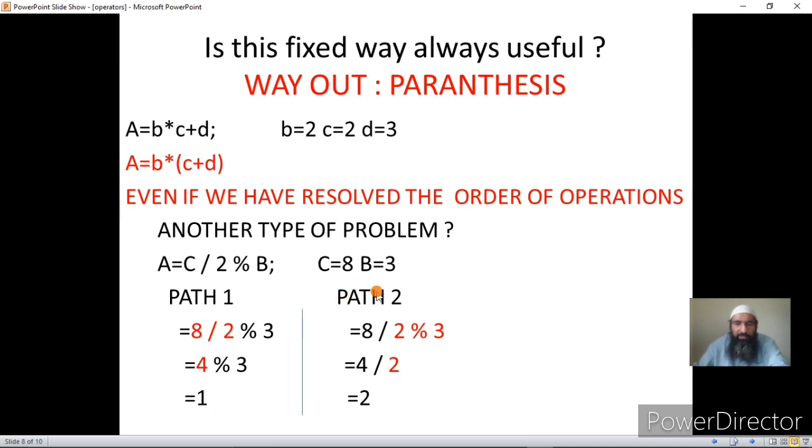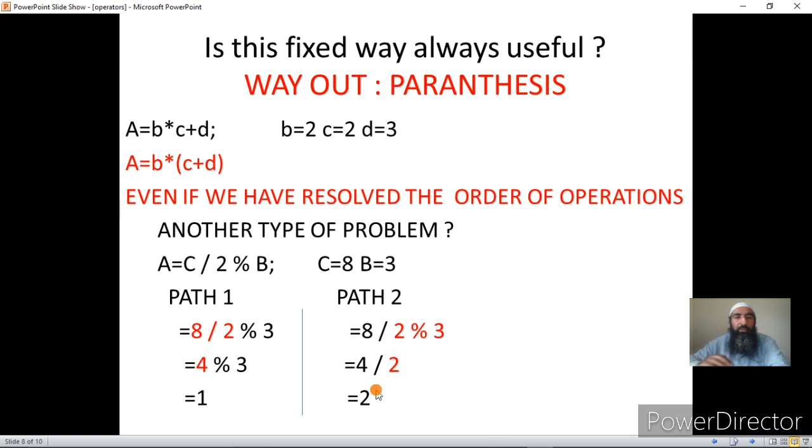And now, if you see the other way around, where we do the mod first, which is shown in red: 2 mod 3. What is the result? The result is the remainder. If we divide 2 by 3, the remainder will be 2 itself. Now if I say 4 divided by 2, I get the result as 2. If I follow the order 1, then I get the result as 1. Then if I follow the order 2, I get the result as 2.